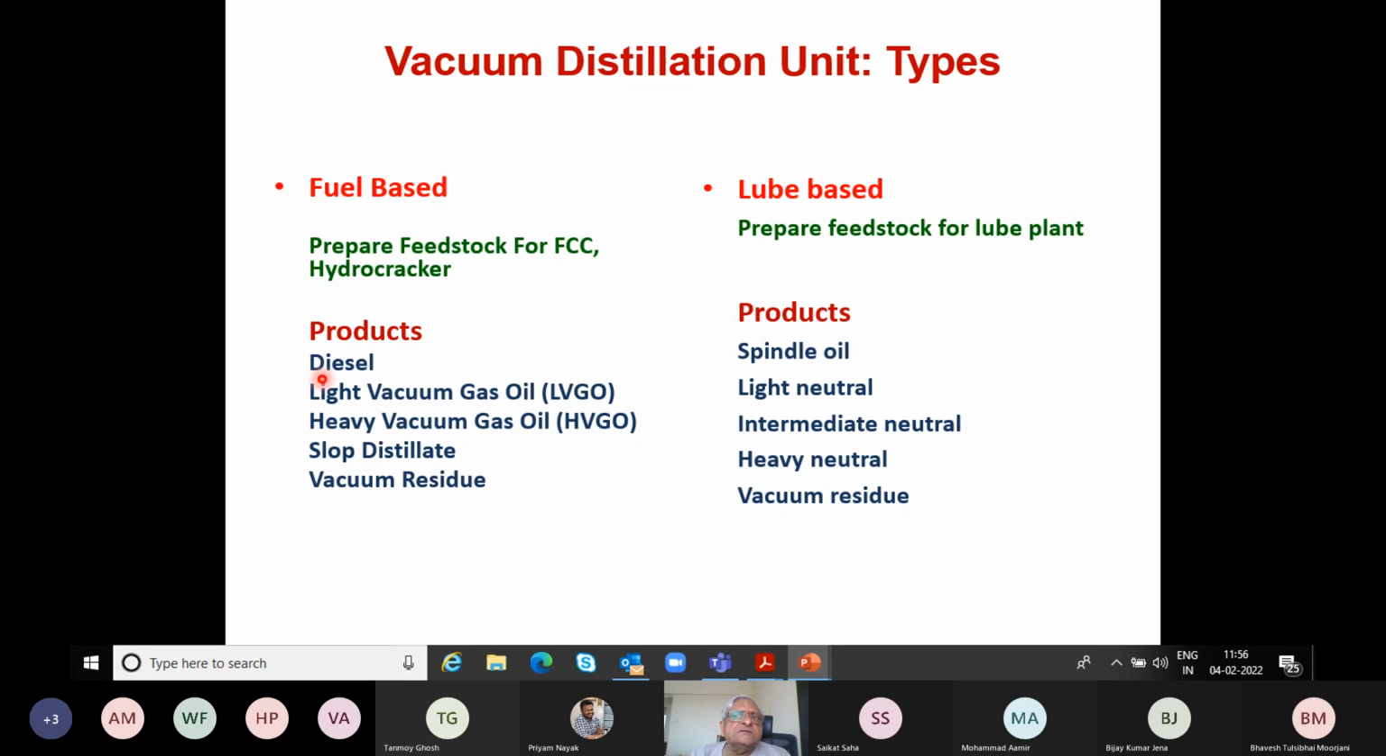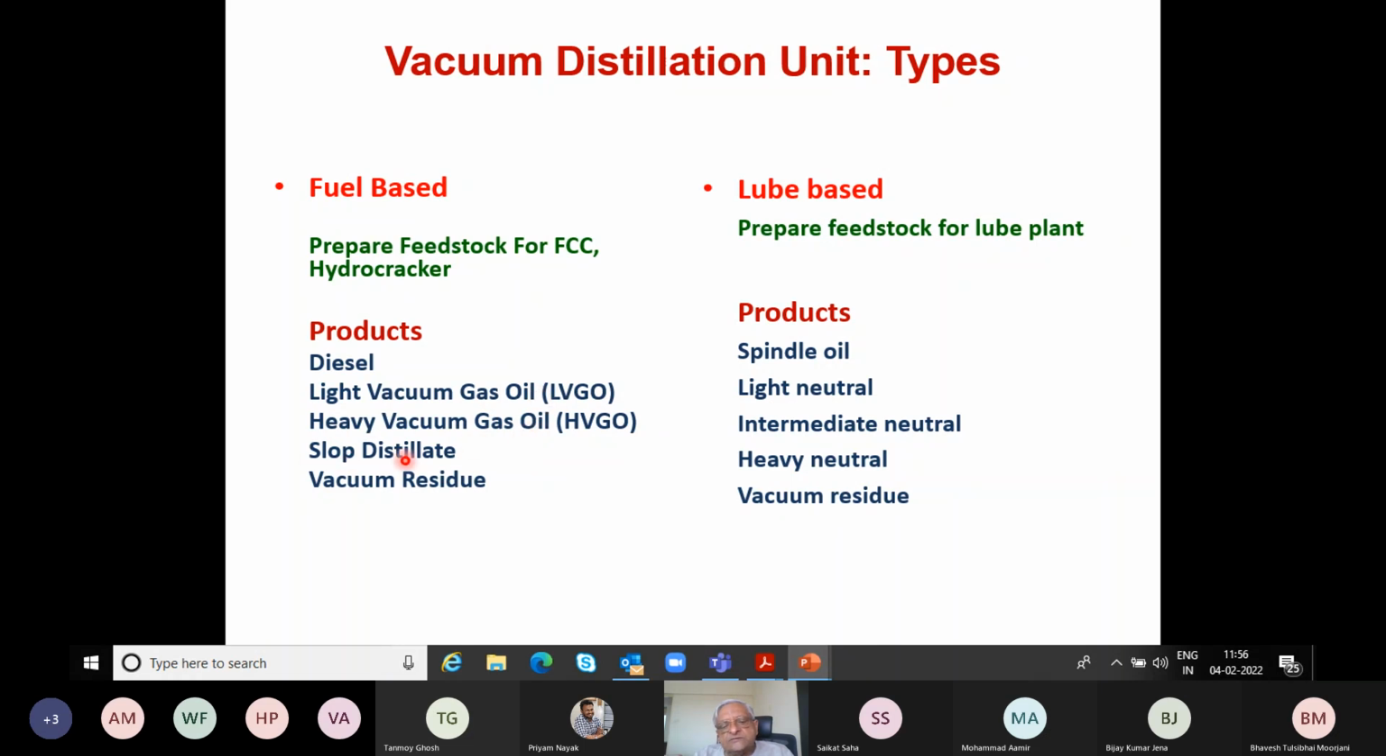And why do we get this diesel? The reason is that sometimes the heavy diesel fractions don't get separated because of poor fractionation in the atmospheric column. So they come along with the long residue, and so we catch them here in the vacuum tower. So this is the first product, which is withdrawn from the top. Then we have what is called the light vacuum gas oil and the heavy vacuum gas oil. This is the second fraction, and this is the third fraction.